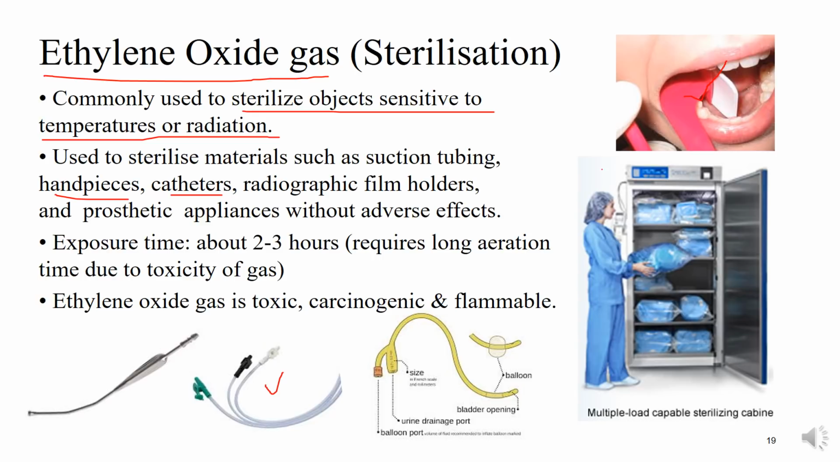So this is a cabinet where you load all the things for sterilization by ethylene oxide, and then you expose these instruments to 2 to 3 hours of ethylene oxide gas, and then your equipment becomes sterilized. You should know that ethylene oxide gas is toxic, carcinogenic, which means it can cause cancer, and it's also flammable. So we only use it when the objects to be sterilized are sensitive to temperatures or radiation, which means they cannot be sterilized using gamma radiation.